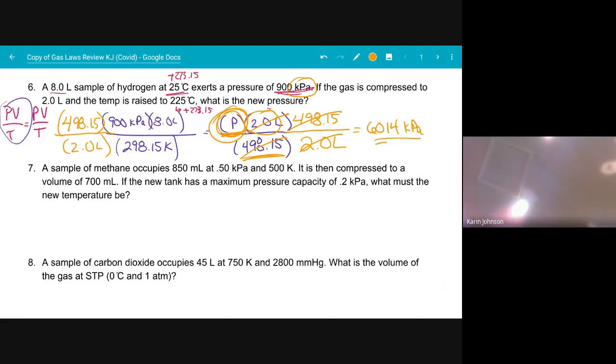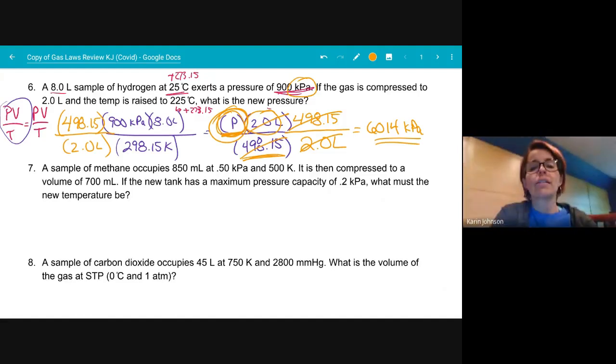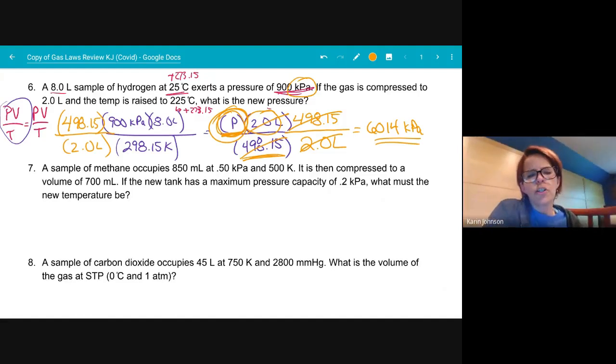Kilopascals. Hey, let me give you a quick tip just because you guys are sitting through this. The units on the left and the right have to be the same.